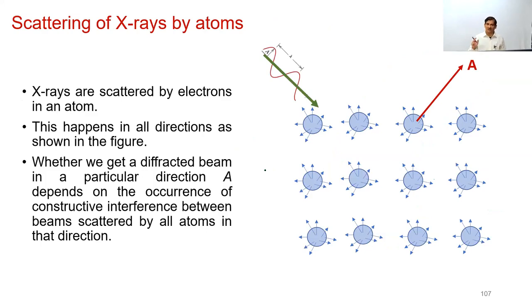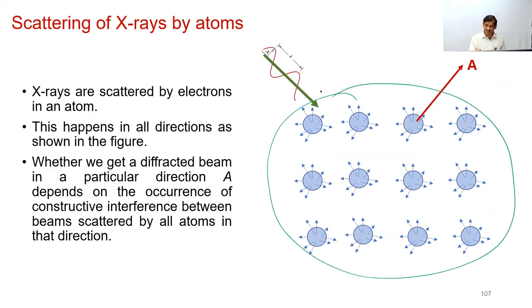So how does this work? At a basic level, here we have an array of atoms. Whenever an incident X-ray beam interacts with atoms in a material, the atoms inherently scatter those incoming X-rays in various directions, such as shown by the arrows surrounding each particular atom. And this actually happens in all possible directions as shown in the figure.